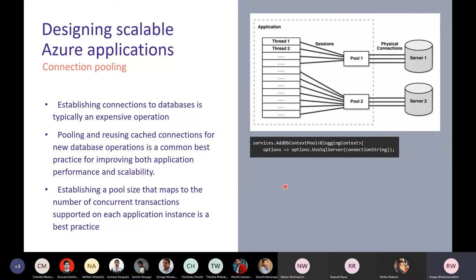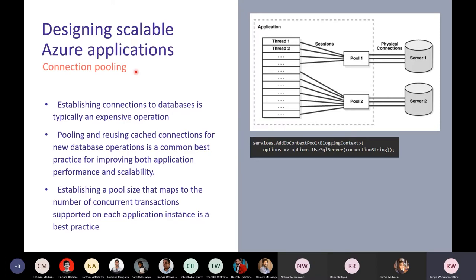What comes with connection pooling is that connection pools try to create the connection between the server and the application space and try to keep it connected, and you can of course reuse these connections. Based on common practice, it is suggested to match the application's concurrent transactions supported on each application instance to the number of connections in the pool. But honestly, I haven't tried that, but that's a good thing to try out if you are experiencing connection issues.